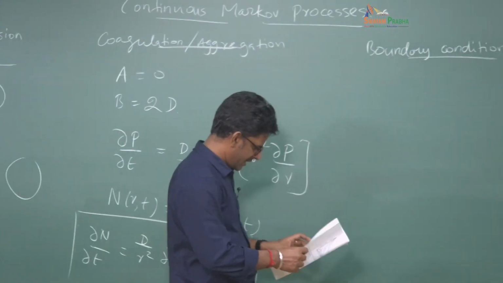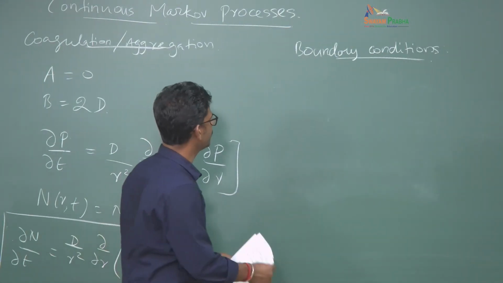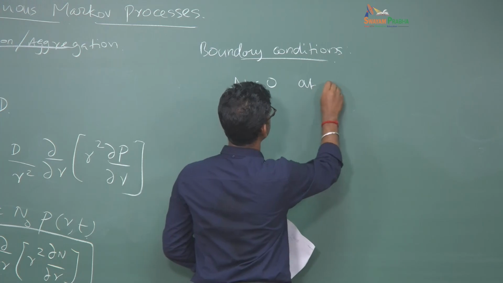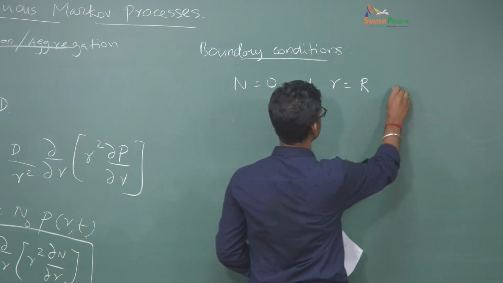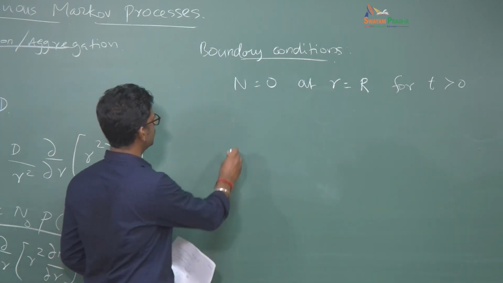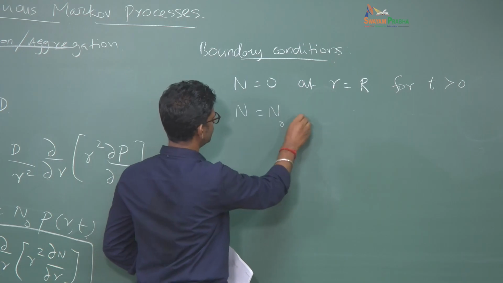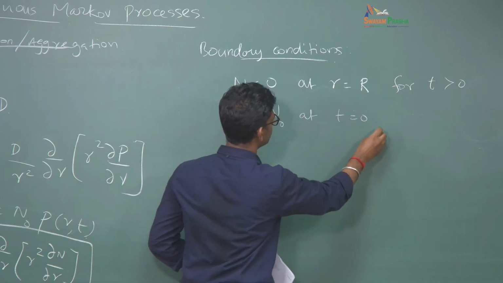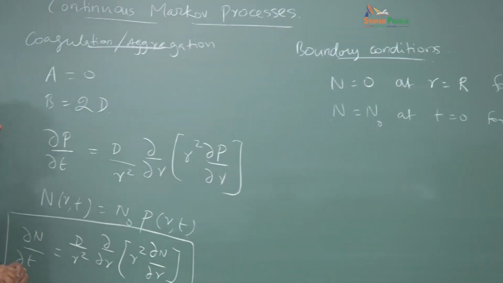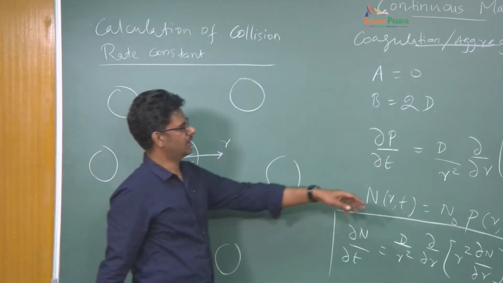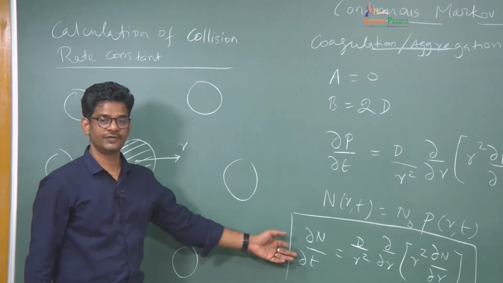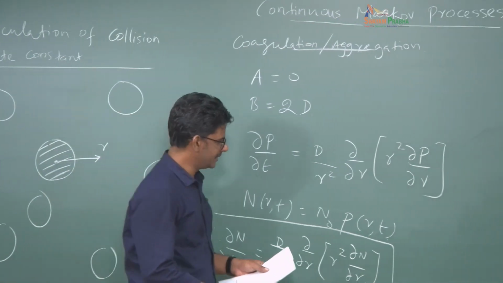I think I have written it in terms of n. So we say n equal to 0 at r equal to R for all time t greater than 0, and then we say n is equal to n naught for all r at large distance. With these conditions, this partial differential equation is solved, and then I will give the final result.